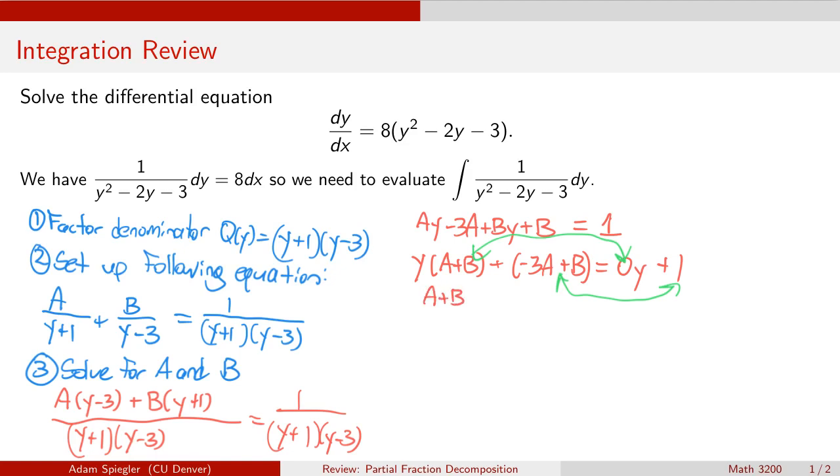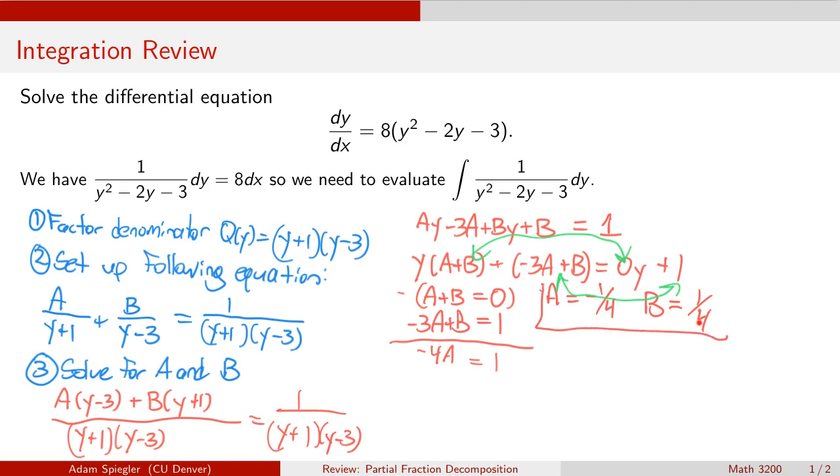So our first equation is A plus B is equal to 0, since we don't have any y terms on the right side of the equation. And the other one is minus 3A plus B is equal to 1. So we have a system of two linear equations in A and B. There are different ways we can solve it, using the elimination method. We could get minus 4A is equal to 1. So this tells me that A is equal to minus 1/4. And if A plus B is 0, then B must have the exact opposite sign of 1/4.